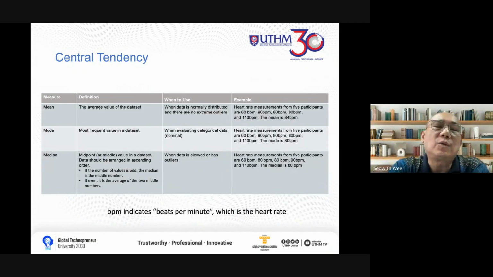So we go one by one. The central tendency, the first is about the mean. Sure, everyone knows. Mean is the average value of the data set. Central tendency is basic. Mode is the most frequent value in the data set. Mode, which one is more frequent? Median is the midpoint or middle value in the data set.